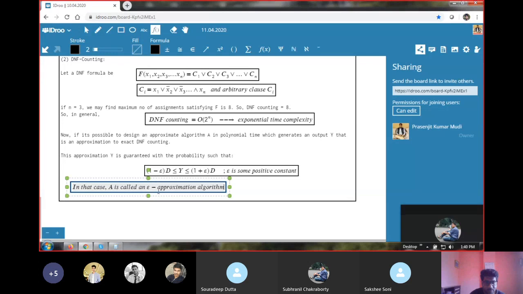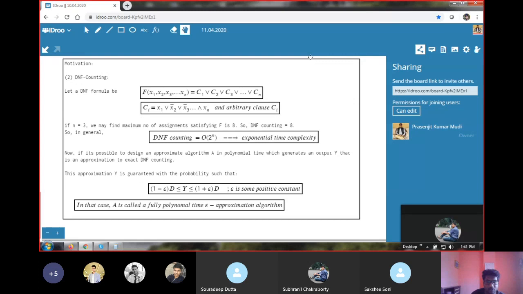It's called an epsilon approximation, polynomial time epsilon approximation algorithm. Fully. So in that case, A is called a fully polynomial time epsilon approximation algorithm. So this is my closing note for today's class.